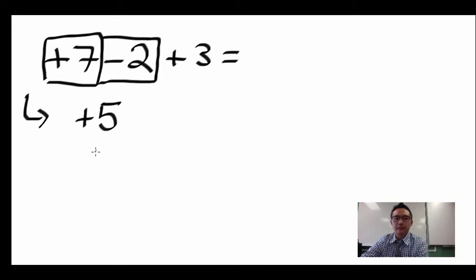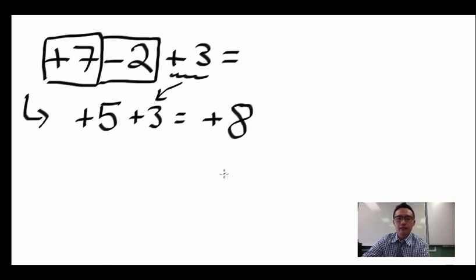Then the next step: since we didn't do anything with the plus 3, we just drag it down, so it'll be plus 3. Then plus 5 plus 3 is just 5 plus 3, which is positive 8. So that's your adding and subtracting integers.